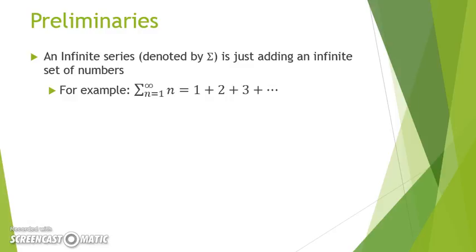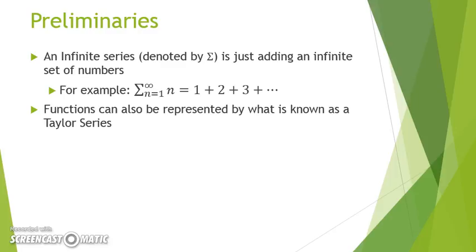So the first thing is an infinite series, denoted by the Greek letter sigma, is just adding an infinite set of numbers. So for example, if I have the infinite series from n equals 1 to infinity of n, it just means that I'm adding 1 plus 2 plus 3 plus 4 and so on and so forth.